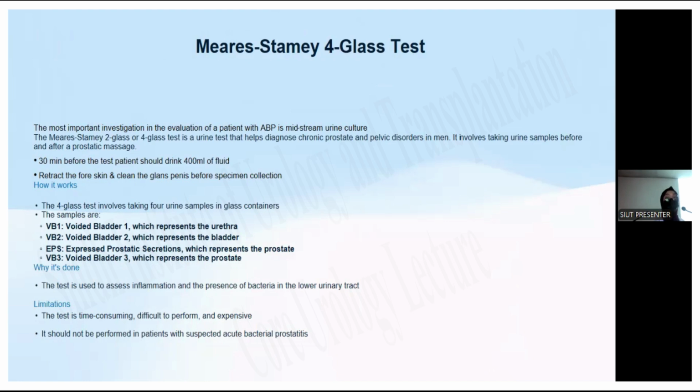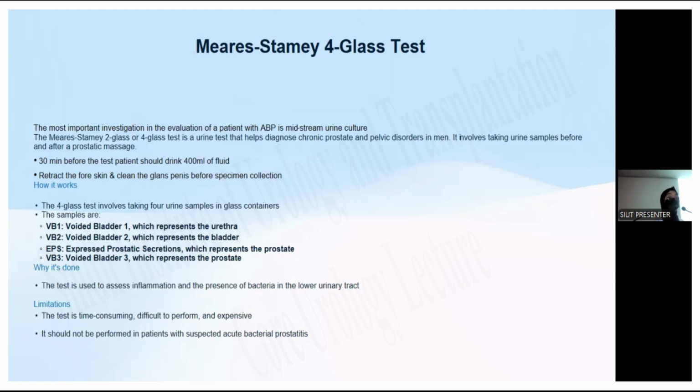The most important investigation in the evaluation of a patient with acute bacterial prostatitis is a midstream urine culture. The Meares-Stamey 4-glass test is a diagnostic tool that helps diagnose chronic prostate and pelvic disorders, and it involves taking urine samples before and after a prostatic massage. 30 minutes before the test, the patient should drink 400 ml of fluid, retract the foreskin, and clean the glans penis, and then proceed with sample collection. 4 different samples are obtained.